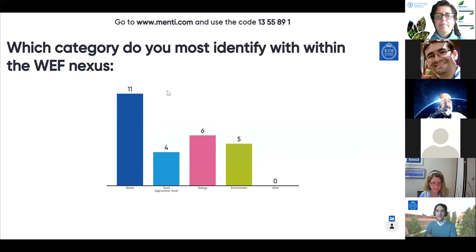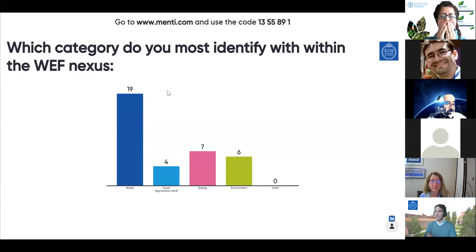So I'll wait 1 minute for everyone to answer. We already have 30 people and up to now, a majority with water as an entry point. But we have also good representation in food, energy, and environment.